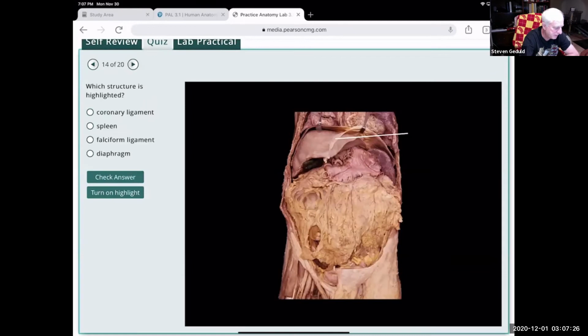And this is your liver here. So what is this structure that holds it in place right here? Falciform ligament. Remember, the coronary ligament divides the right and left sides, kind of runs perpendicular to the falciform ligament, which suspends it to the mesentery. So this is your falciform ligament of the liver.